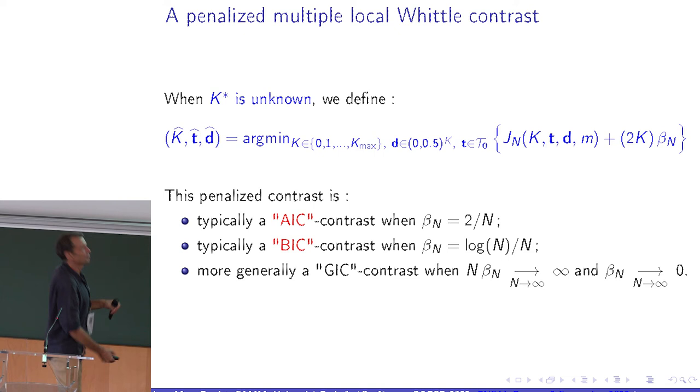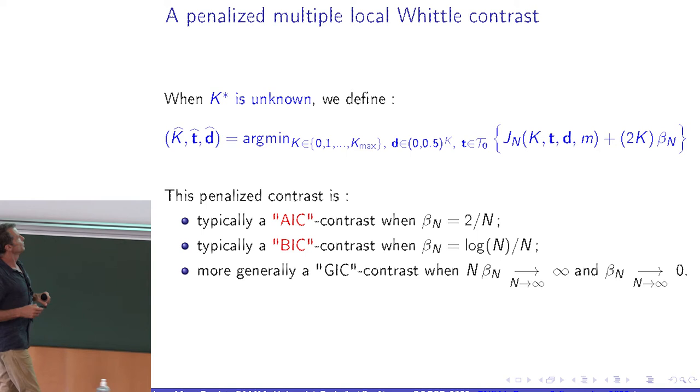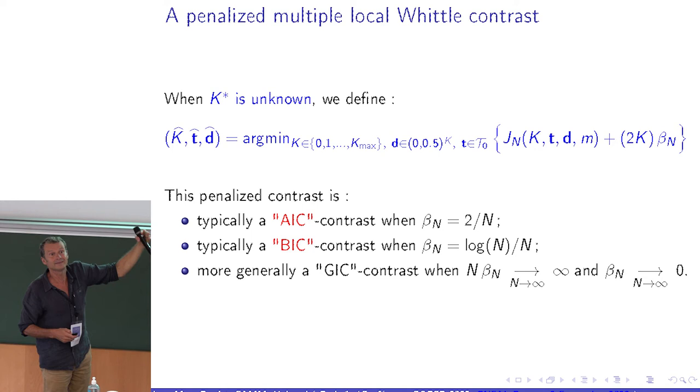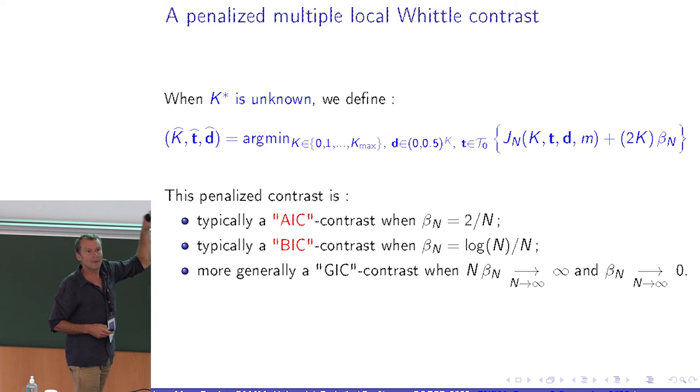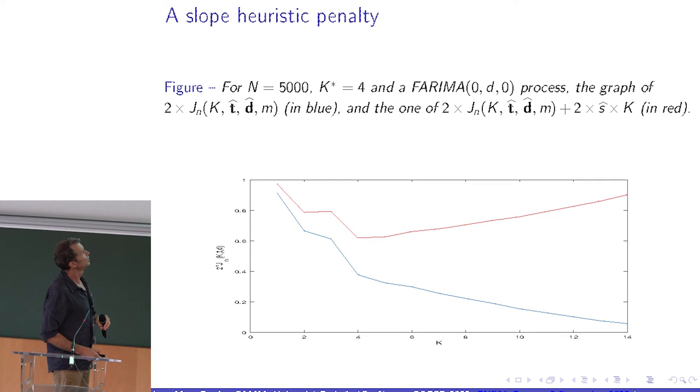Now, 1 minute for the last question, which is how could we find a way for estimating K? Because here I do not say that K is known, but if K is unknown, a typical way for doing this is to use a penalized contrast. That is, we use the previous contrast, which is a weighted sum of local Whittle contrasts, and we add a term which depends on the number of stages K, times beta n, which is a sequence going to zero. And by this way, we could obtain some result.